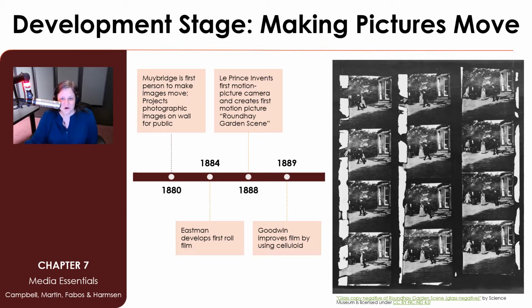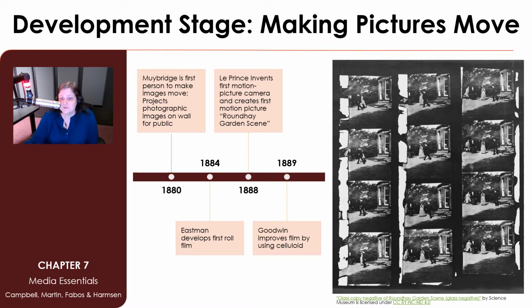In 1884, American entrepreneur George Eastman, whose name you may recognize as founder of the Eastman Kodak Company, developed the first roll film. This was a tremendous improvement over the heavy metal and glass plates previously used to make individual photos. A few years later, Louis-Ami Auguste Leprince, a French artist living in England, invented the first motion picture camera using roll film. Leprince is credited with filming the first motion picture, Roundhay Garden Scene, in 1888.